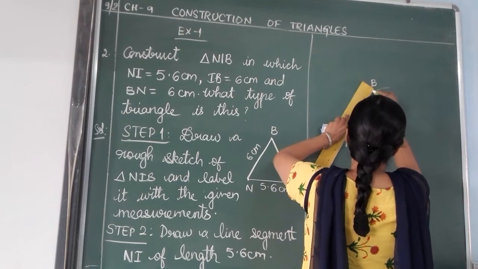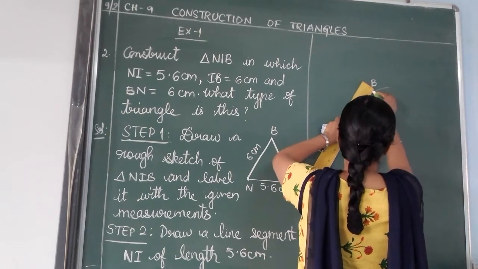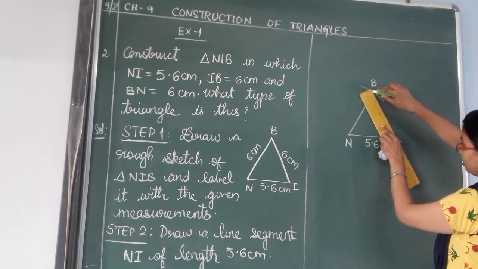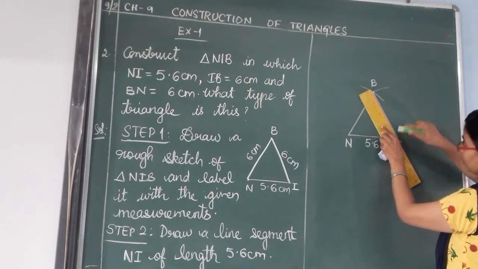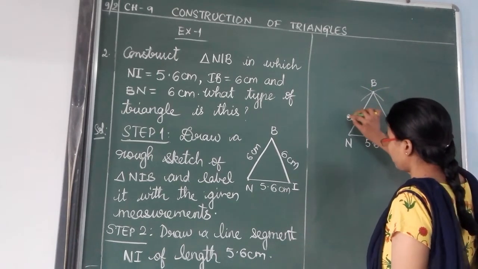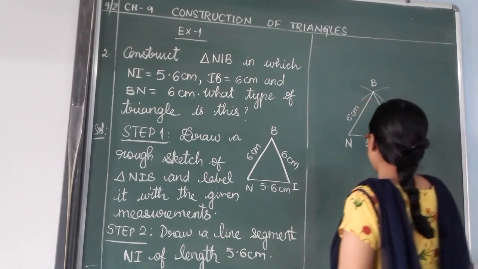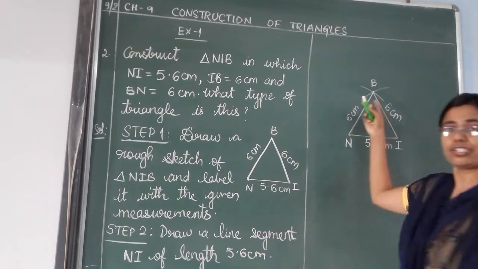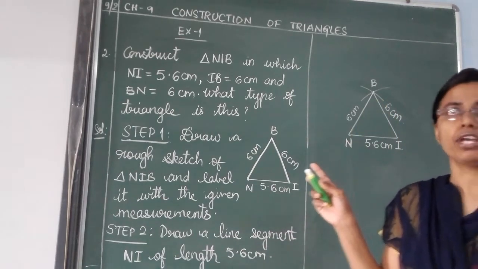This point is B. The point that is cutting both of them is B. And now use your scale and join NB and BI. NB and BI. And then write the measurement. This is 6 centimeters and this is 6 centimeters. This is the triangle that you have got.